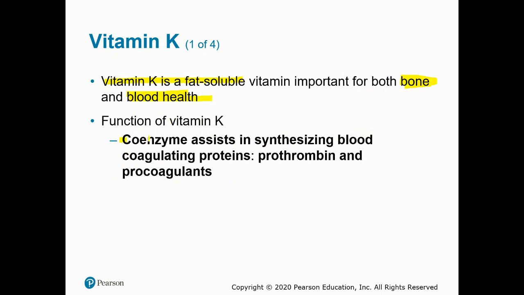Remember that vitamin K acts as a coenzyme to different proteins. We talked about the GLA proteins that vitamin K acts as a coenzyme for in bone health regulation. So this is that same concept. Vitamin K acts as a coenzyme for some of our blood coagulating proteins. Specifically, prothrombin uses vitamin K, and then there are also several different types of procoagulants that use vitamin K to function.